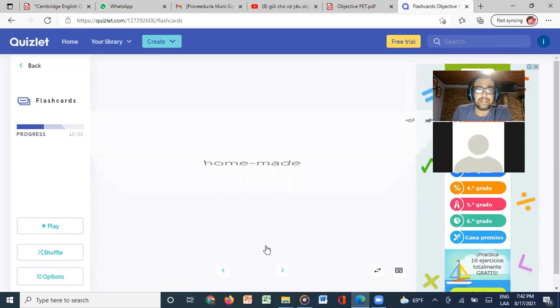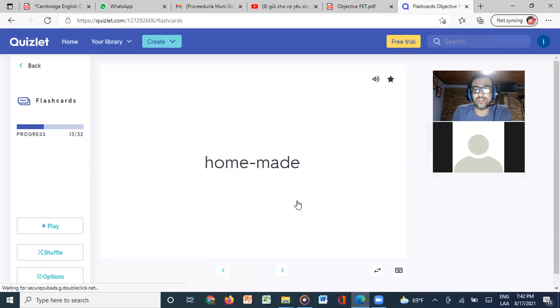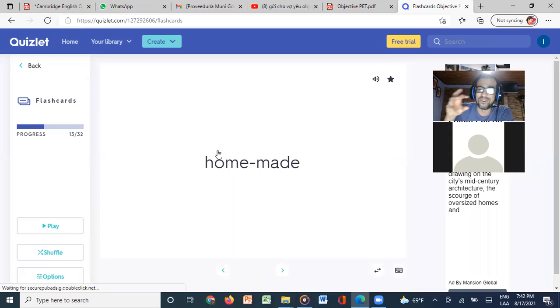Number 13, homemade. This one is very, very common nowadays, right? Everything is homemade. It means made in someone's home or cooked in a restaurant, not bought from a factory, right? We call it that here too. It is very, very popular in Costa Rica, like homemade beer.